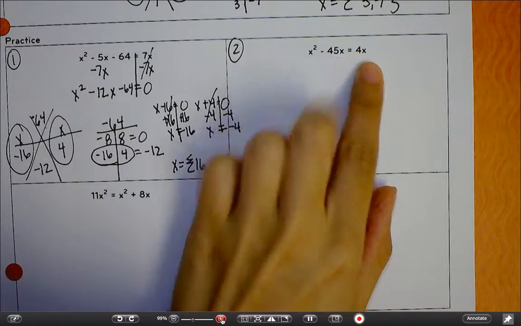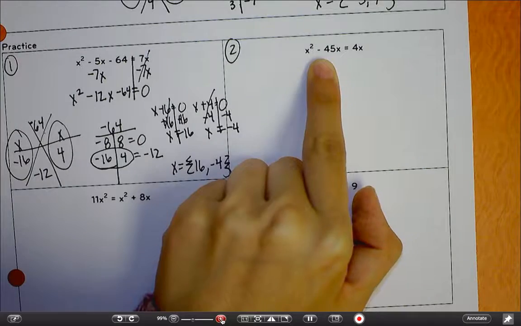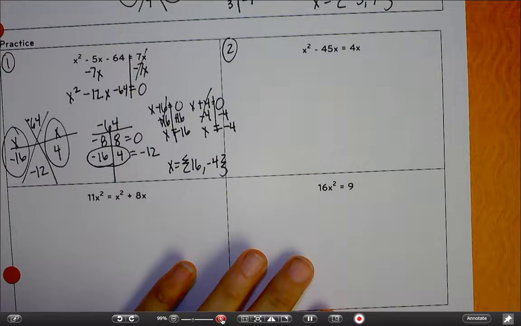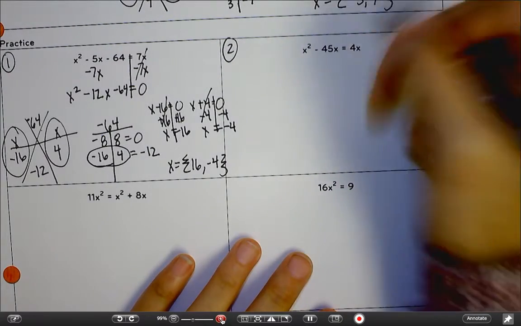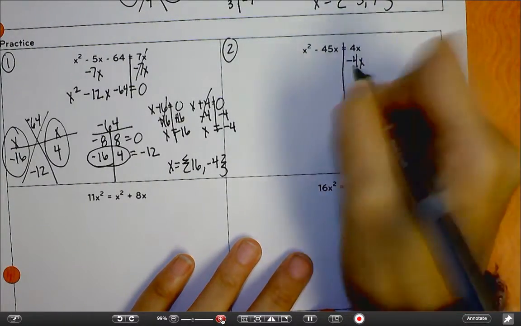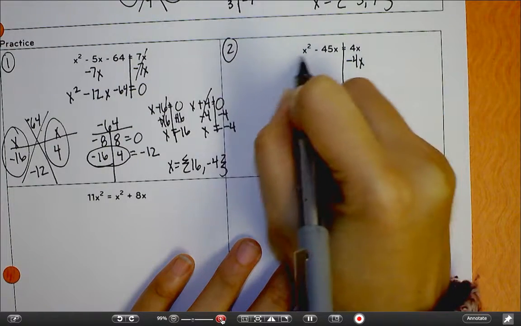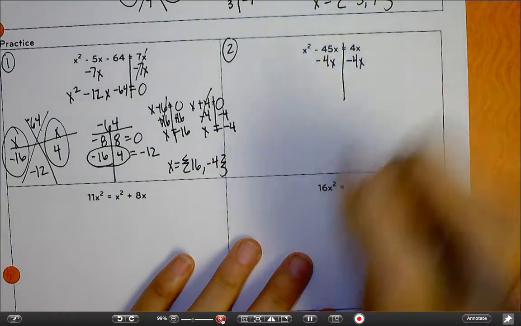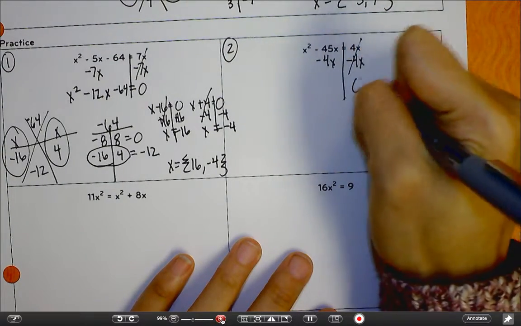It's not in standard form. I want to take 4x and move it back over here and set the whole quadratic equal to 0. So I'm going to subtract 4x from both sides. If I have 4x here, this would be its common term, so I'm going to put down minus 4x underneath it. This cancels out, that's a 0.